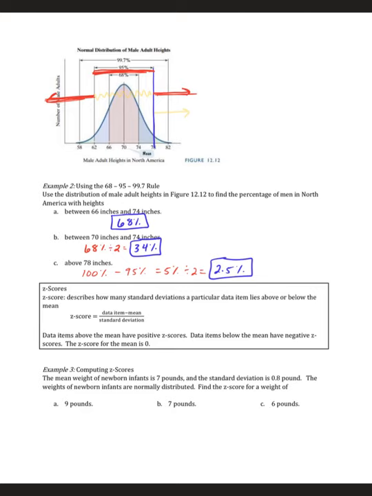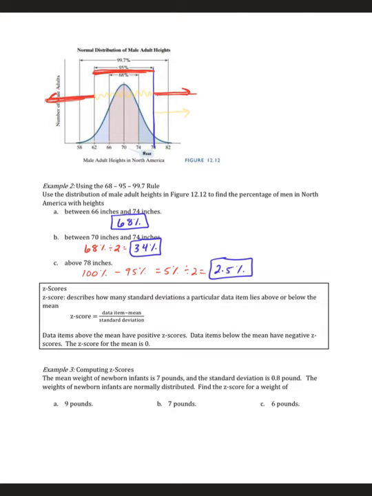Okay, now we're going to be getting into the z-score talk. So I said earlier it's the relationship. It tells us how many standard deviations a data item lies above or below the mean. Here's the formula we have to use to figure out a z-score. We take the data item, subtract the mean, and divide it by the standard deviation. So example 3 is computing these z-scores.